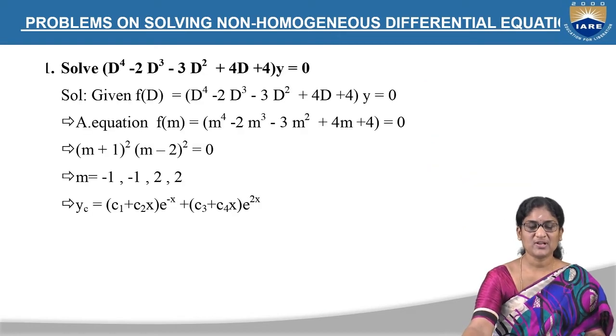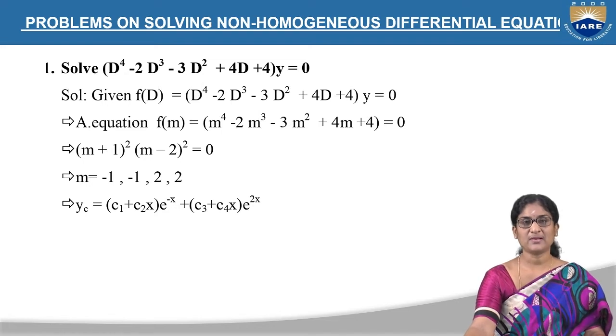Now, similarly, we will go for the next homogeneous equation. Solve D to the power of 4 minus 2D cube minus 3D square plus 4D plus 4 into y is equal to 0. Given f of D is equal to D to the power of 4 minus 2D cube minus 3D square plus 4D plus 4. Now, framing the auxiliary equation, we will get m to the power of 4 minus 2m cube minus 3m square plus 4m plus 4 is equal to 0.